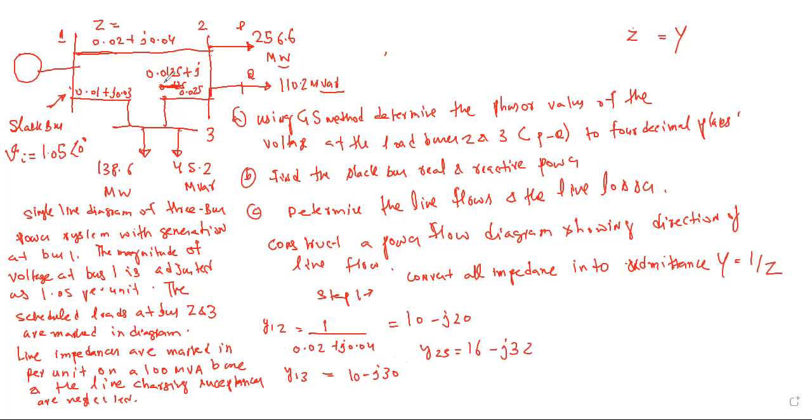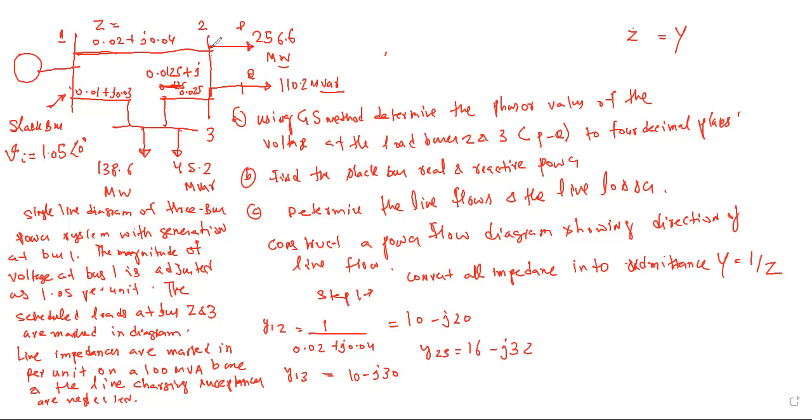Y12 is this, Y23 is 0.0125 plus j0.025. Similarly, here it is, you will get this value. Now, once you have got the value of admittances, now add the PQ buses, the complex loads.